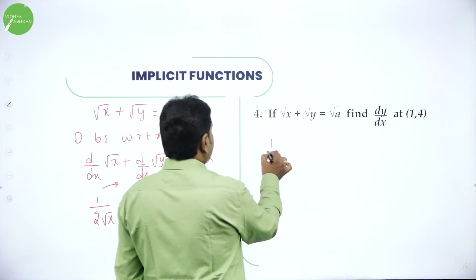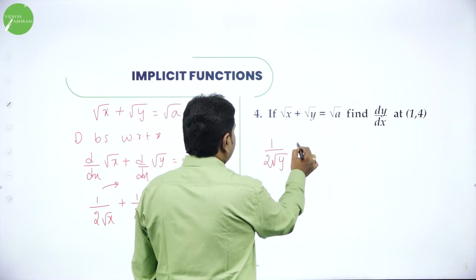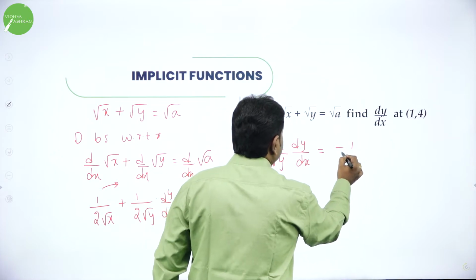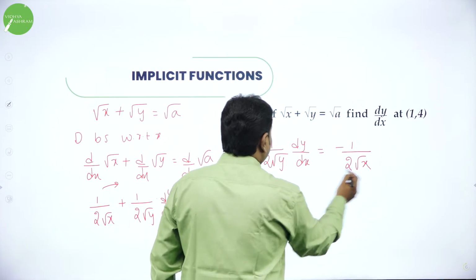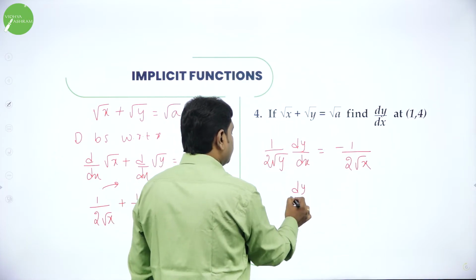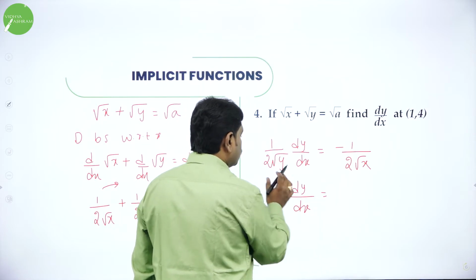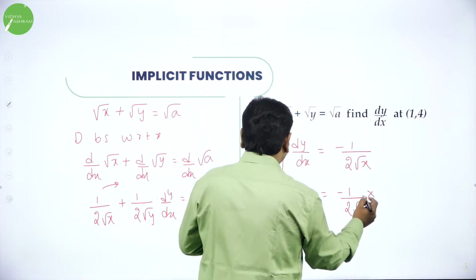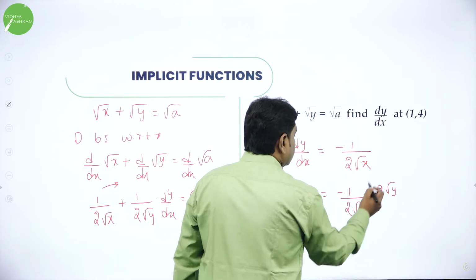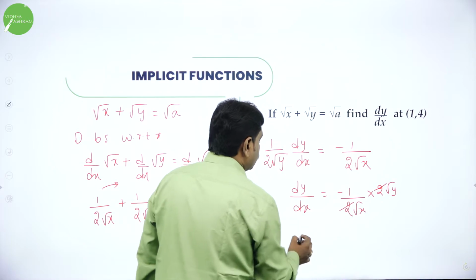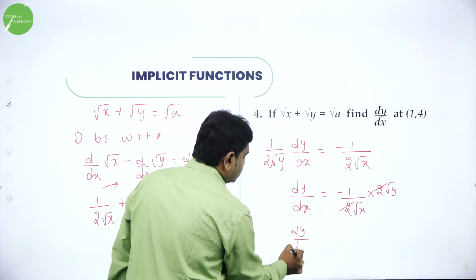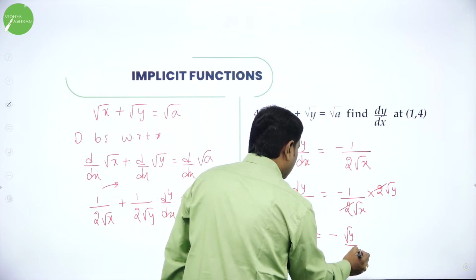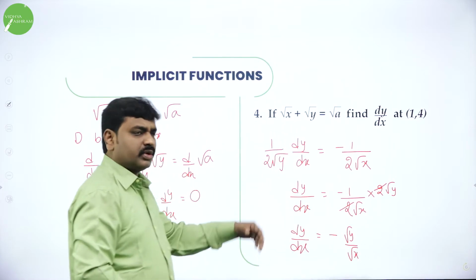So in LHS I have 1 by 2 root y into dy by dx is equal to, on the RHS, when you transfer this it will become minus 1 by 2 root x. So now into transfer to the RHS, so it will become divided by, it goes that side, it will become into minus 1 by 2 root x into 2 root y. Now I can cancel 2 and 2. So dy by dx value I got. What is dy by dx? Minus root y divided by root x, or minus of root y by x I can write.